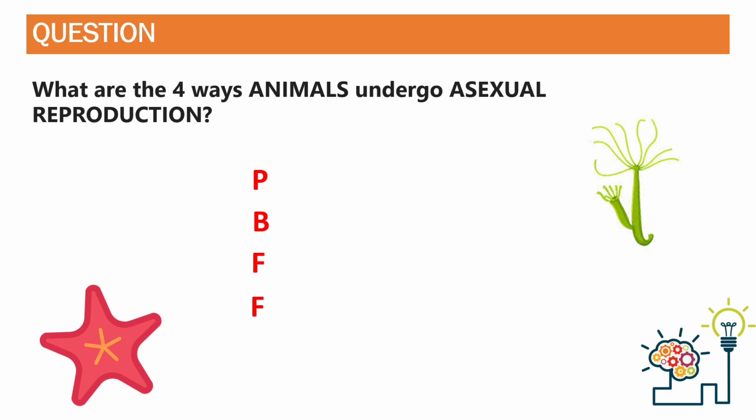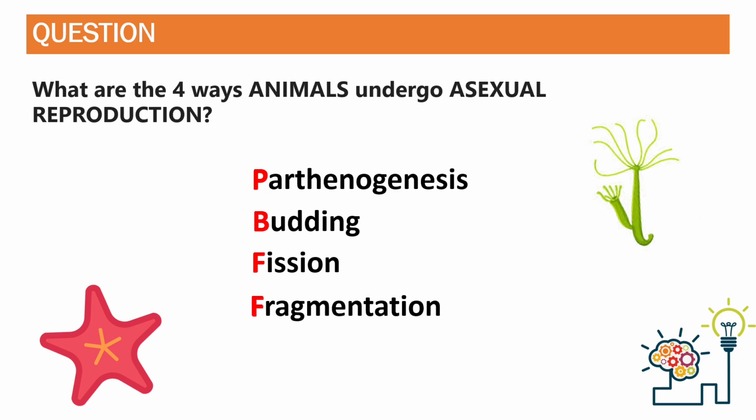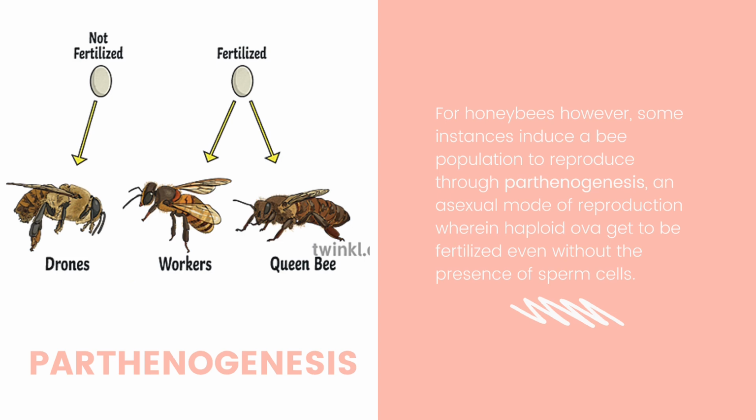Don't forget PBFF. And what's that? Parthenogenesis, budding, fission, and also fragmentation. So this is very easy to remember. Now when we talk about parthenogenesis, just remember partheno means virgin and genesis would be the origin or the beginning. So the organisms would be coming from females.